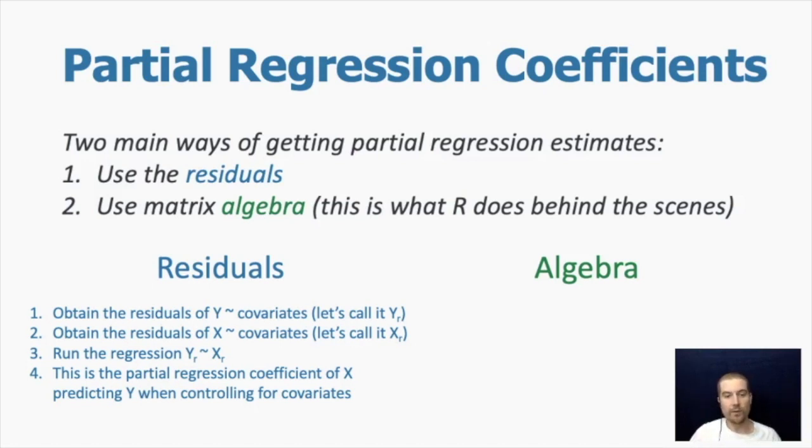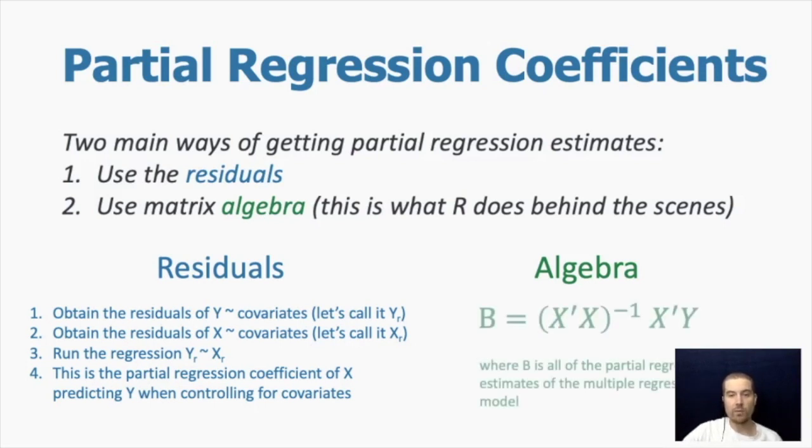And then we're going to run the regression of YR predicted by XR. In other words, we have what's left over of Y that wasn't explained by the covariates already, predicted by what's left over of X that wasn't already explained by the covariates. And then this gives us a partial regression coefficient of X predicting Y when controlling for the covariates.